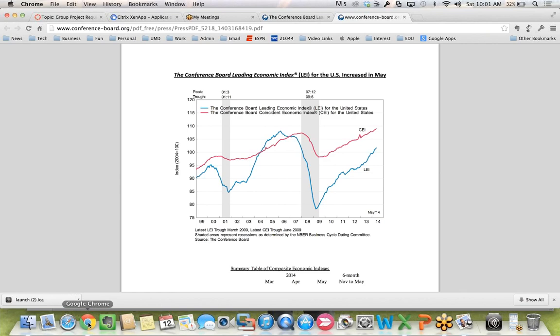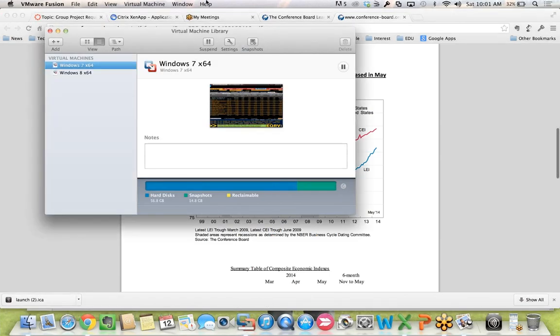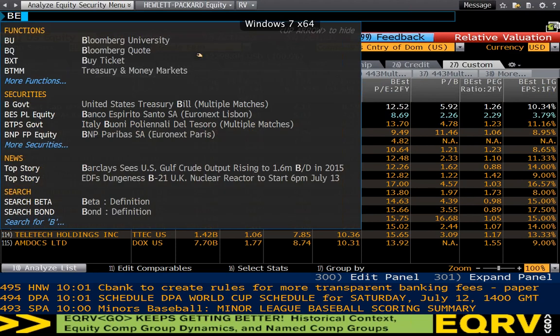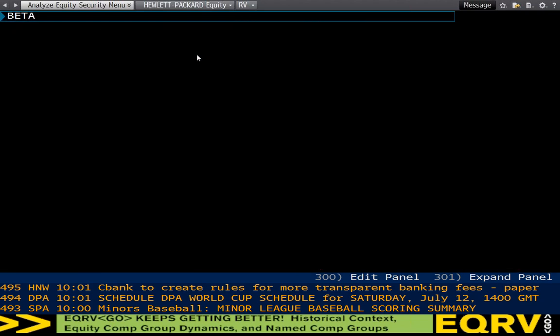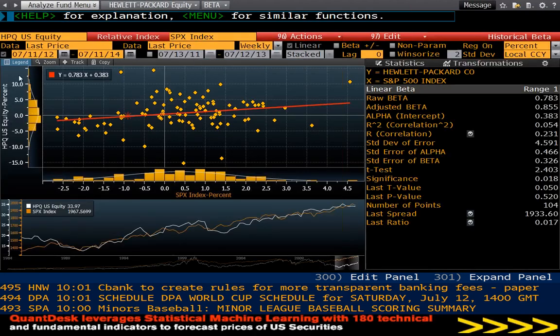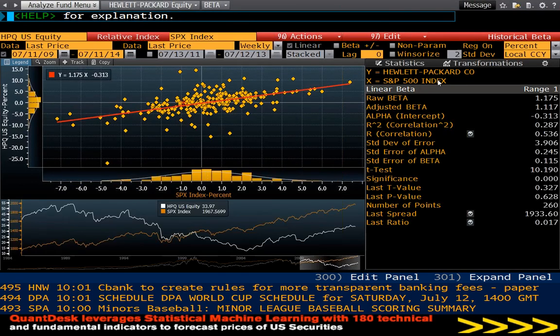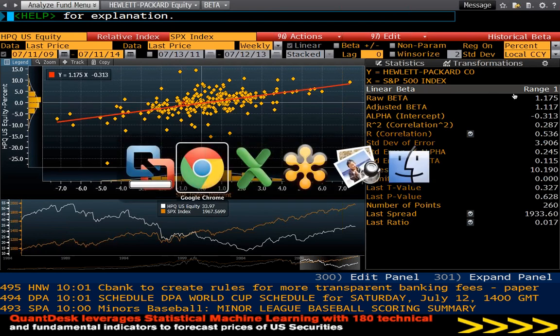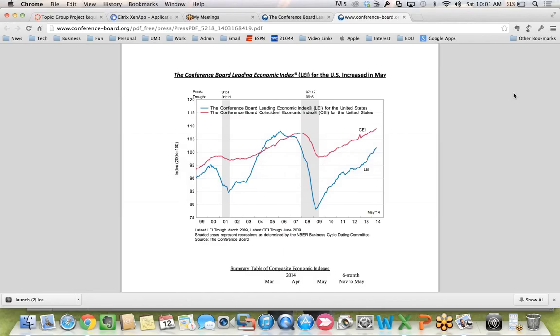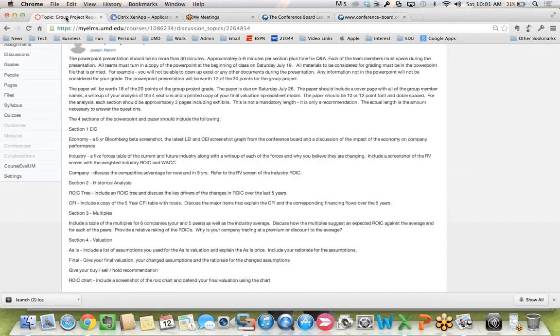And then the other screenshot that you'll need is your company's beta. So again, you're going to need a 5-year beta. So if I go to beta for HP, then change this to 09, hit enter, and this would be the 5-year beta. And then you're talking about whether or not your company is more or less sensitive to the economy. So that is the first section, the E in the EIC.